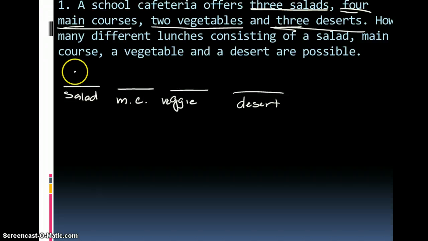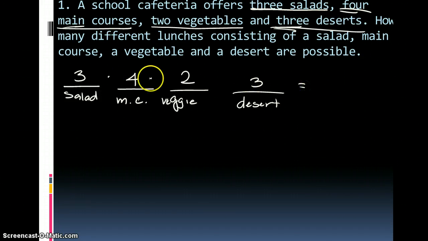Looks like you have 3. For main courses, you have 4. I wish you guys were talking out loud with me, because that would be awesome. Kind of like Dora the Explorer. For veggies, you have 2. And for desserts, there are 3.